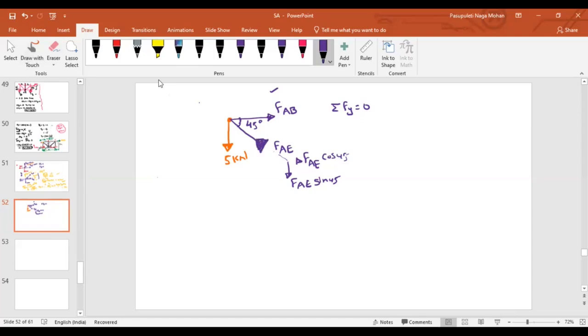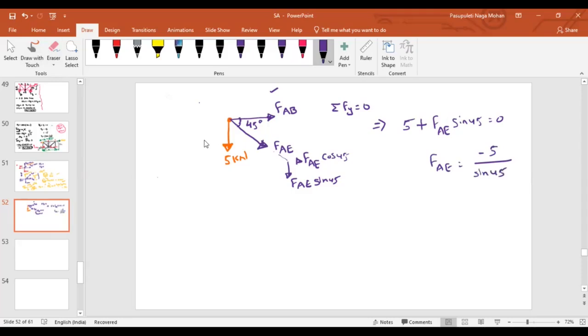What does it mean? Is my FAE under compression or tension? My arrow is represented towards the joint or away from the joint? Towards the joint, so it will be compressive. So if I write summation Fy equal to 0, what will it be? Or even you can do it like this only, it doesn't matter. Along the y direction, 5 kilonewton downward plus FAE sin 45 is also downward, so 5 plus FAE sin 45 equals 0. What is the sign of FAE then?